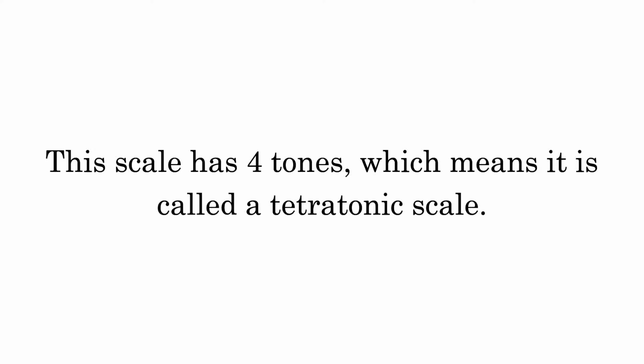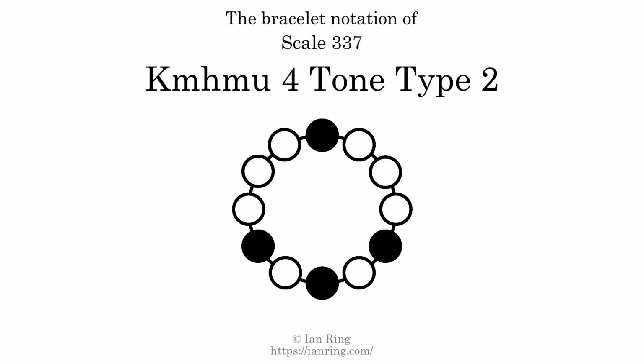This scale has 4 tones, which means it is called a tetratonic scale. This is a bracelet notation diagram of scale 337. The shaded circles represent tones that appear in the scale, and they are read clockwise, starting at the top.